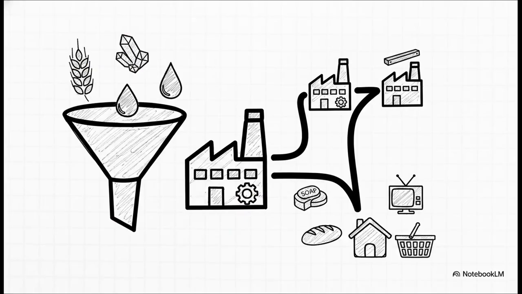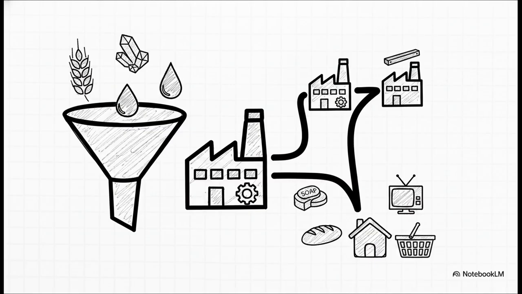Bumping over to inputs and outputs, we find even more clarity. Inputs basically tell us what a factory consumes, right? Agro-based industries process field crops. Mineral-based ones use metals like iron or non-metals like cement. And chemical-based industries use resources like petroleum.